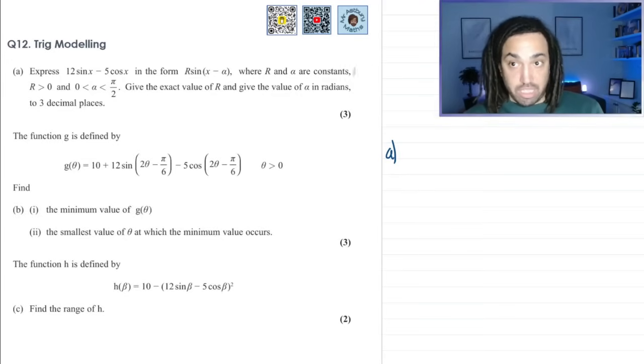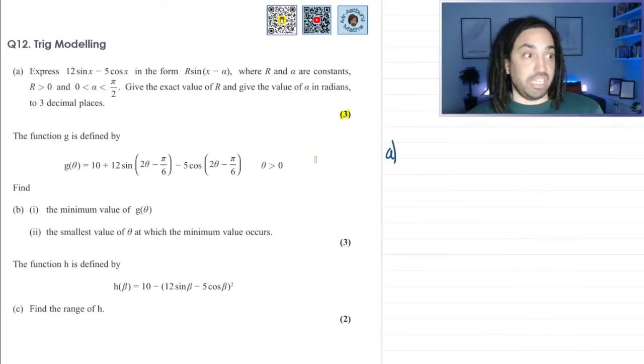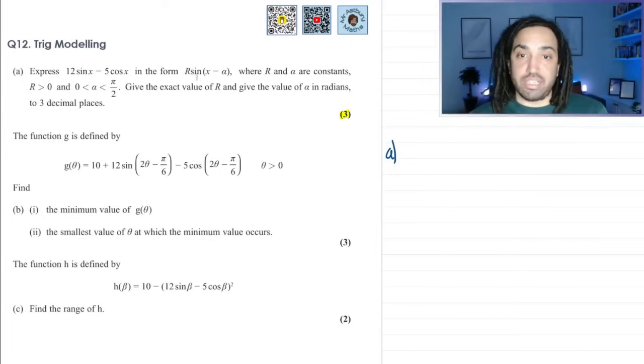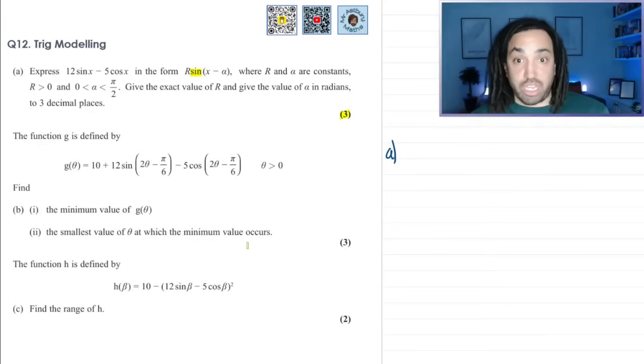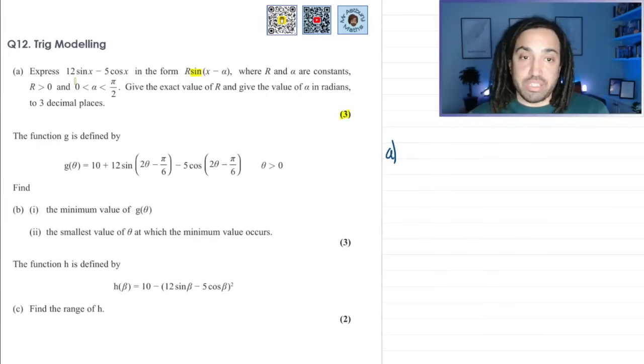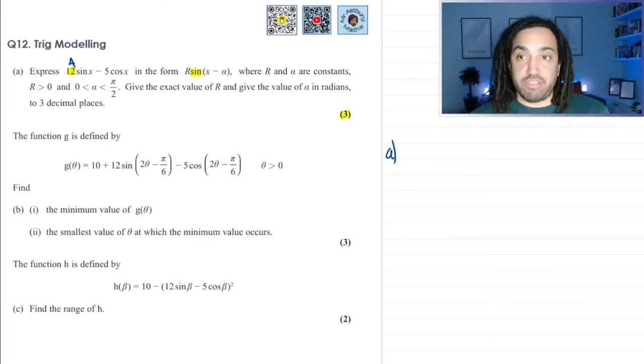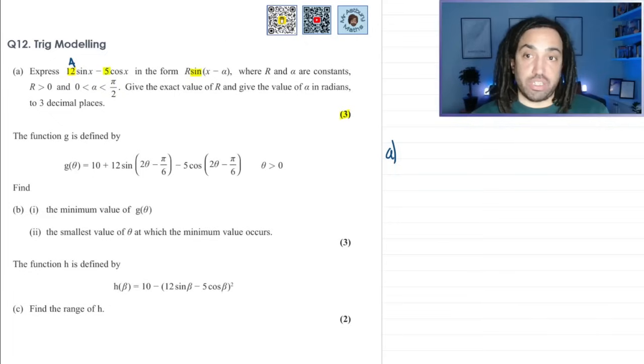Now, this is a 3-mark question, but it can be done very quickly if you know the kind of hack. And the hack that I use is I just look here at the fact that we're converting into a sine. So that means I call the coefficient in front of sine the a, and therefore the coefficient in front of the cos is the b.